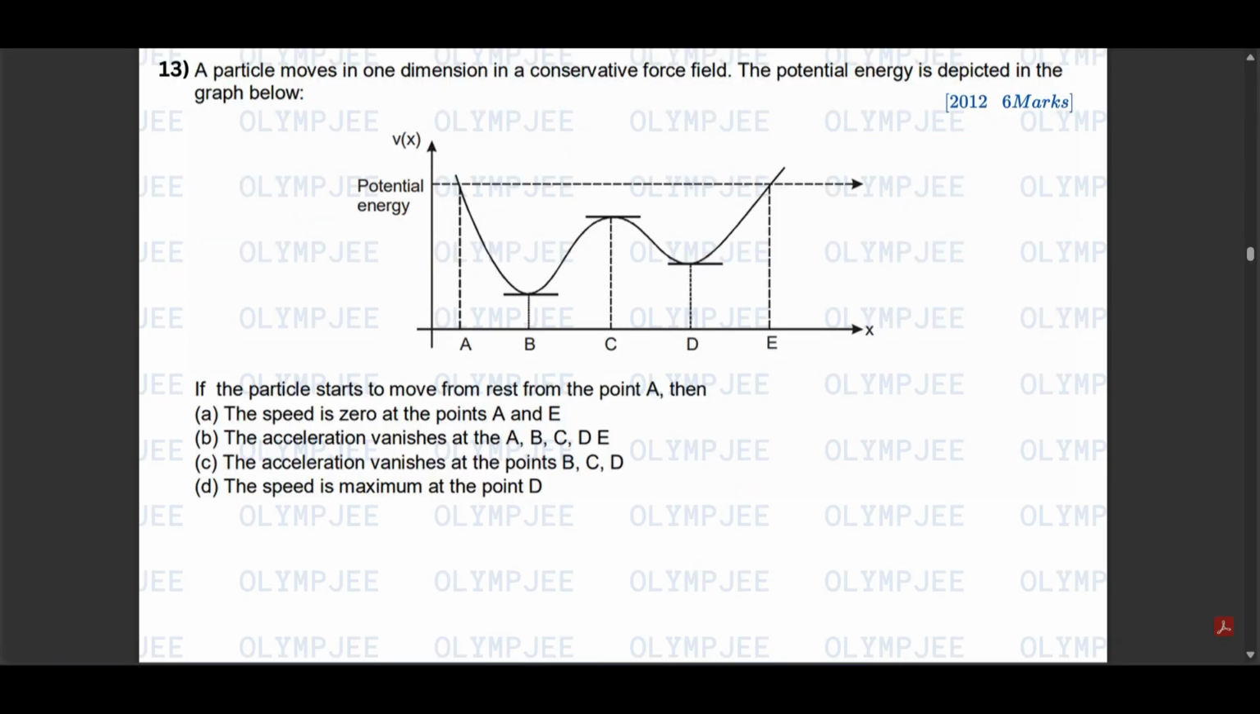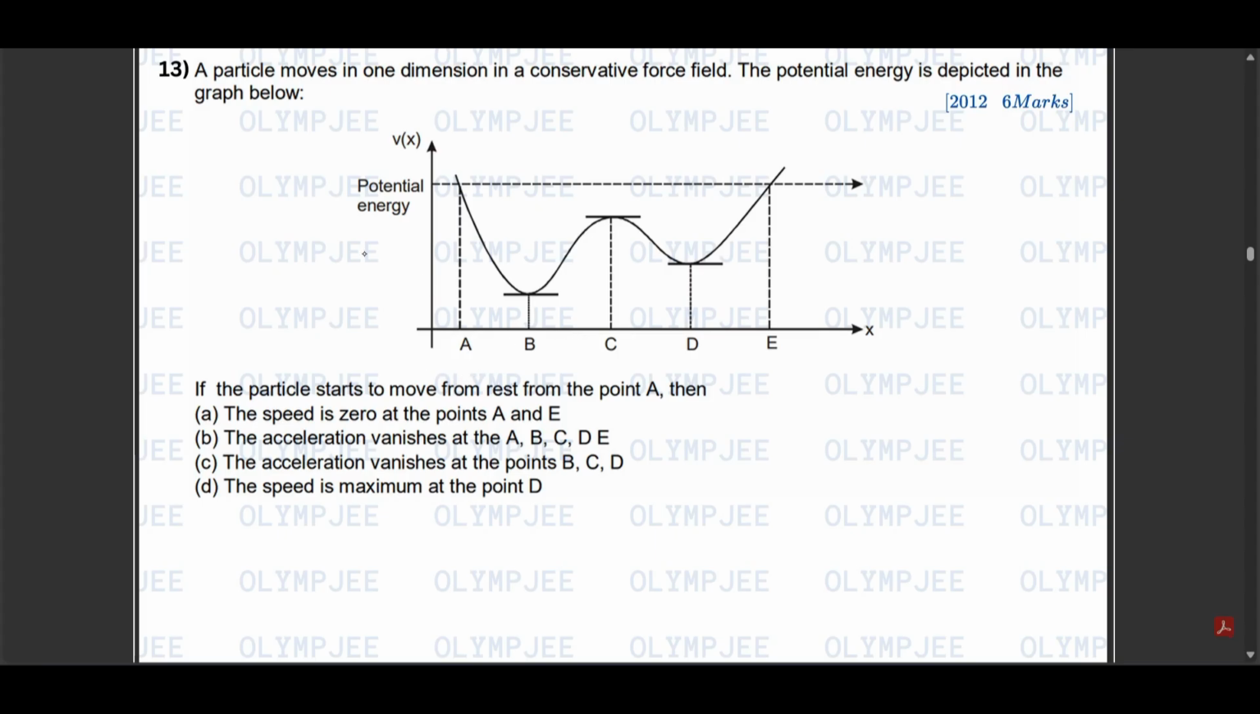The next question, question 13, is a 6-marker question from 2012. It is a nice question. A particle moves in one dimension in a conservative force field. The potential energy is depicted in the graph below. We are given a graph where the y-axis is potential energy and the x-axis is the position of the particle. If the particle starts to move from rest from point A, then.